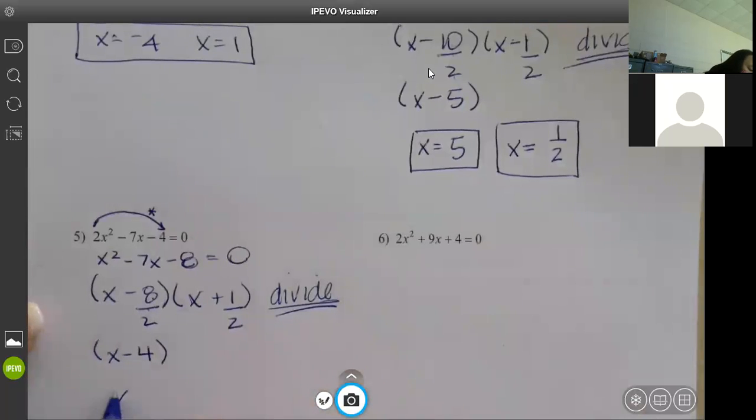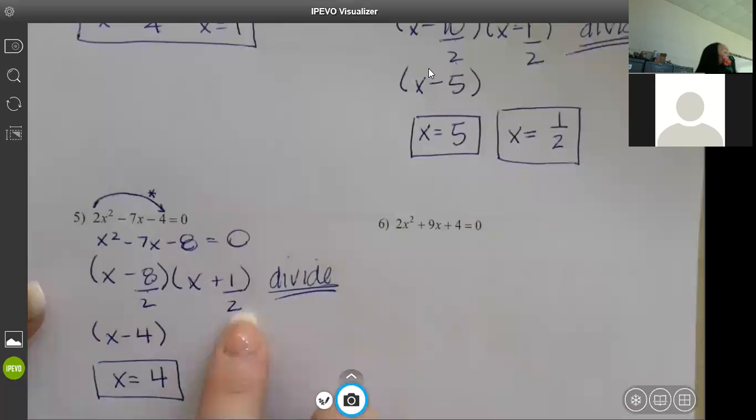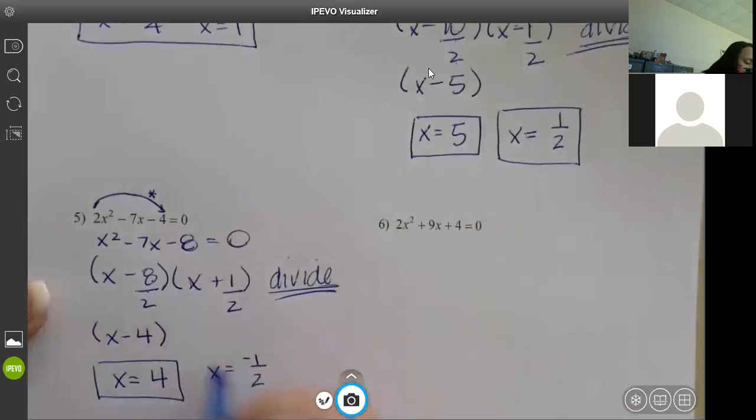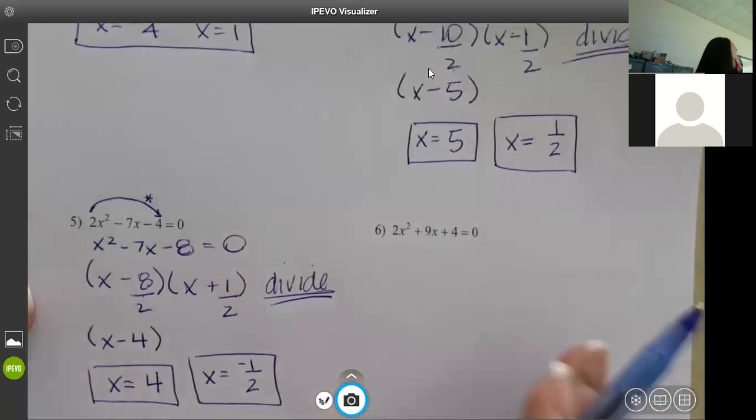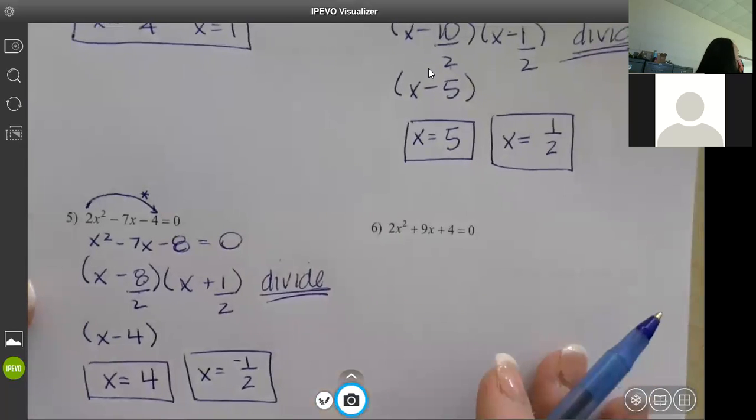So my answer is going to be positive 4. This factor is a positive 1/2. It will not simplify. So what is my answer going to be? Negative 1/2. Do not move it unless you're factoring. That's literally it, y'all. That's how hard it gets right there. Today, that's as hard as it gets, having to do a slide and divide.